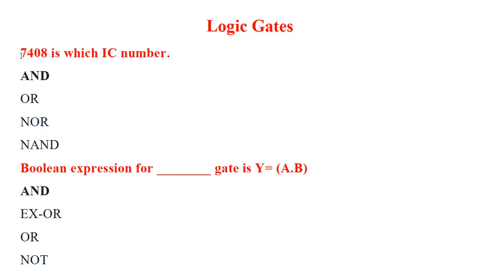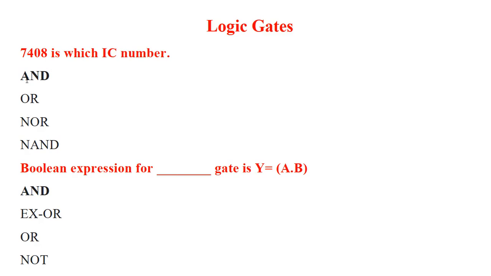IC 7408 is which IC number? Of course, we have already seen the truth table and the comparison table in lecture number 1 of all logic gates IC. So 7408 is an AND gate IC. You will be given 4 options, and out of that you have to mark any one option. So 7408 is an AND gate IC.